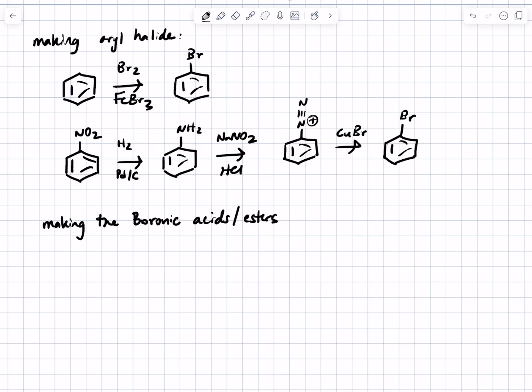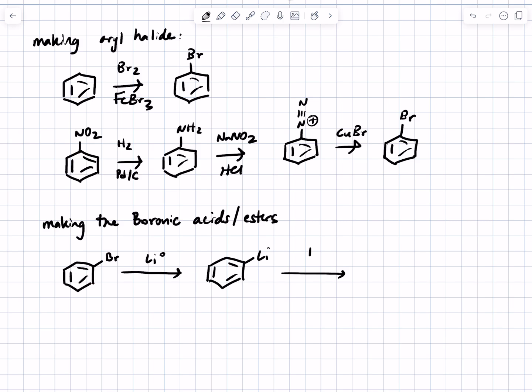First is to use an organolithium reagent. So if I start with this aryl halide and I use lithium metal, this was how we prepared organolithium reagents back in the beginning. It's called halogen metal exchange, and the mechanism you don't need to worry about.